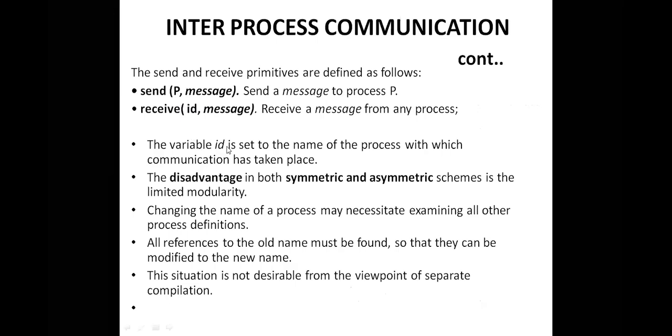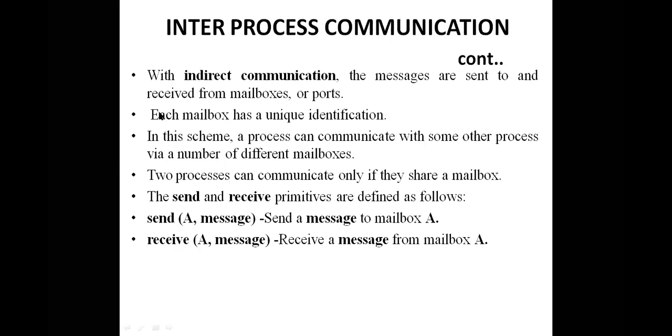Now the variable ID is set to the name of the process with which communication has taken place. That means the communication takes place between any process. In the previous example, the communication takes place between the two processes only, those are P and Q. But in this particular case, we can send a message to P, but we can receive the message from any other process. It may be Q, it may be Z, it may be Y. That is the difference between the previous one and this one.